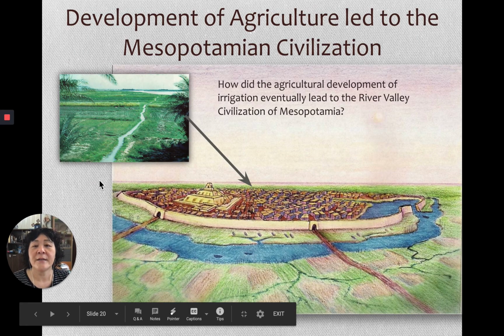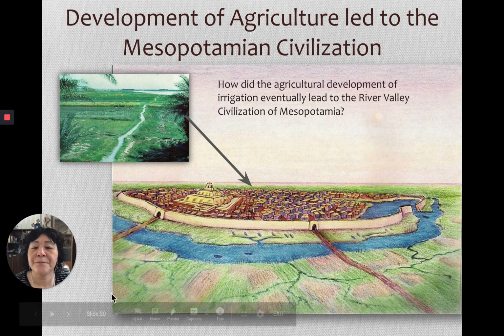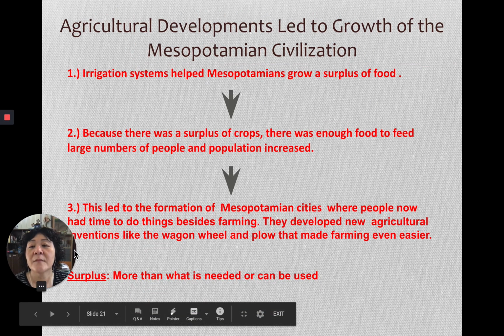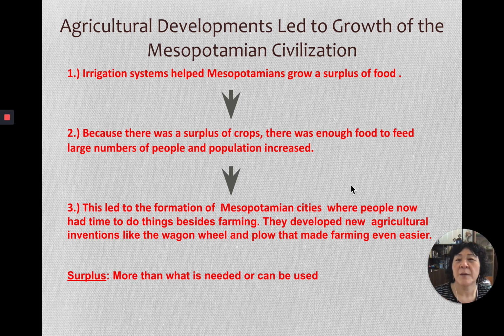All right. So how did the agricultural development of irrigation eventually lead to the river valley civilization of Mesopotamia? So this is kind of a rendition of Mesopotamia. Let me move myself here. So this is kind of like a timeline or some kind of flow map, we could say. Agricultural developments led to the growth of Mesopotamian civilization.